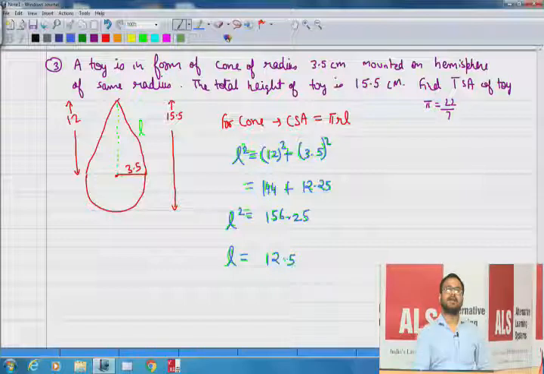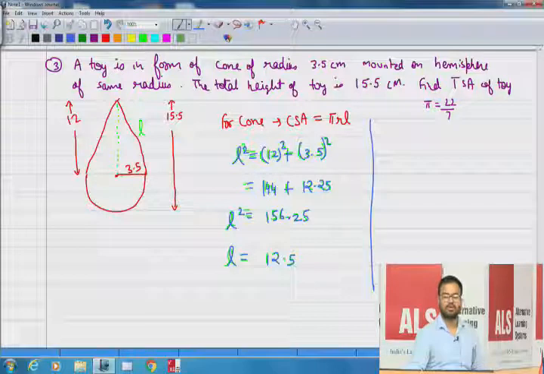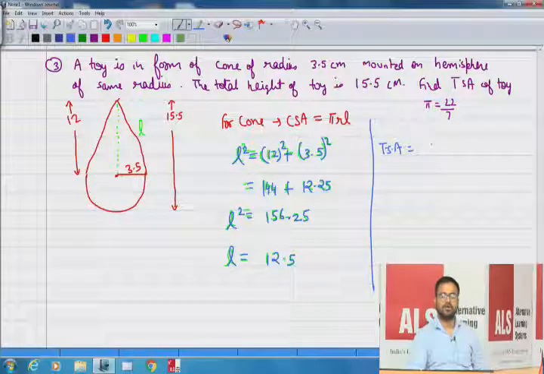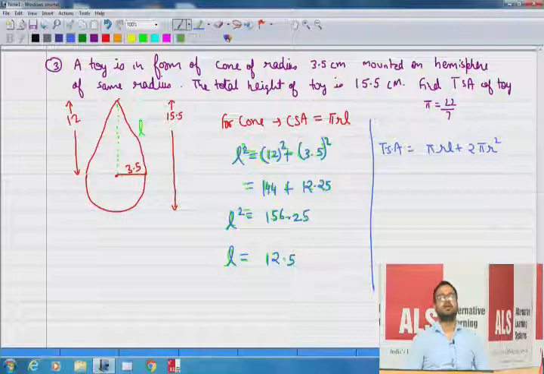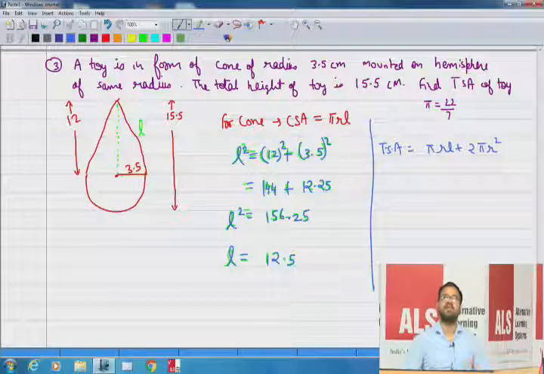So slant height is 12.5. Now you can go for the total surface area. Total surface area is curved surface area of the cone, which is pi r L, plus curved surface area of the hemisphere, which is 2 pi r square. Now in order to get the answer correctly and efficiently, never substitute the values of the variable in between. Always substitute the values of the variable when you have simplified the expression.